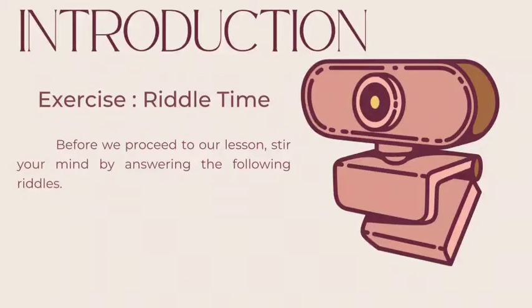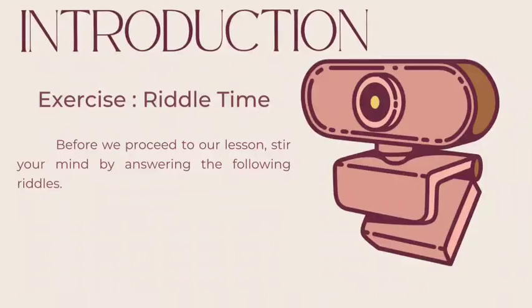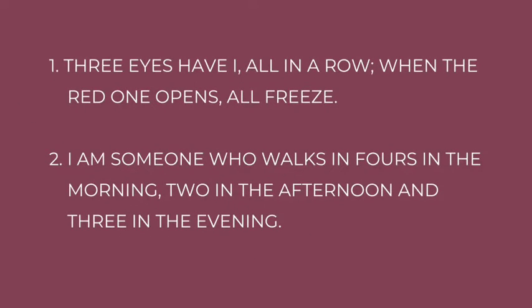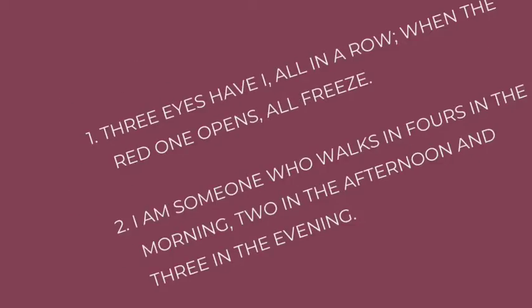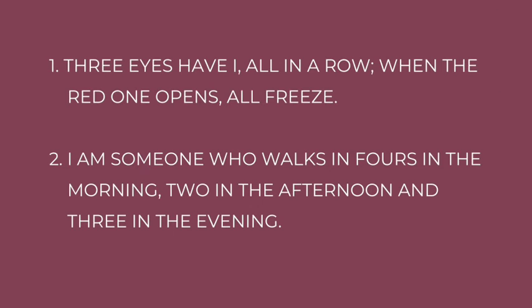Before we proceed to our lesson, steer your mind by answering the following riddles. 3 eyes have I, all in a row. When the red one opens, all freeze. What do you think is the answer? The answer is traffic light. Number 2, I am someone who walks in 4s in the morning, 2 in the afternoon, and 3 in the evening. What am I? What do you think is the answer? The correct answer is human.